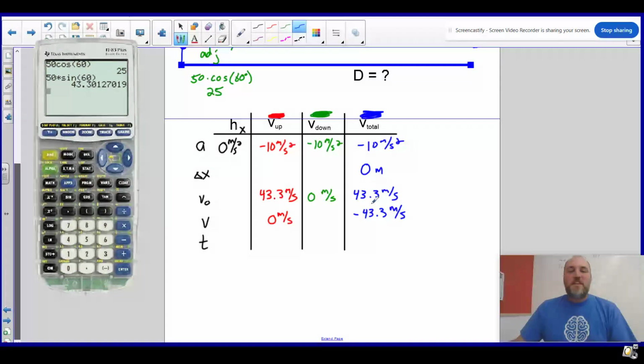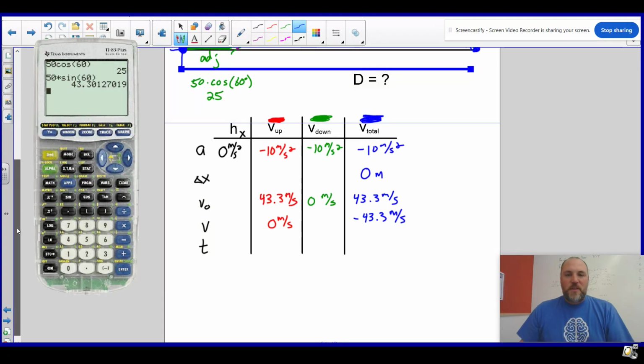Okay? So this is identical to an object that was thrown upwards with a velocity of 43.3. If you were to catch it at the same location that you released it from, it would slam into your hand with a speed of 43.3, but it would be traveling in a downward direction. Okay? Let's see if there's any more information that I have.